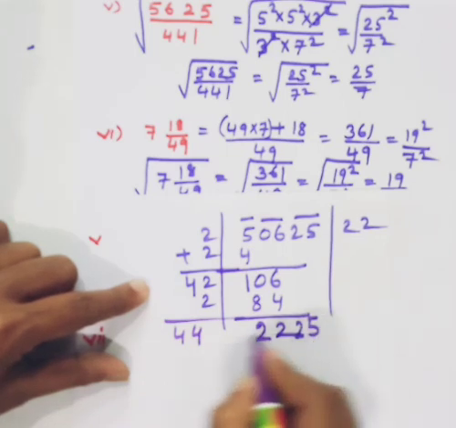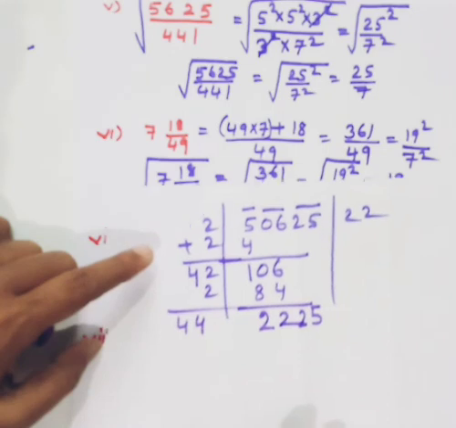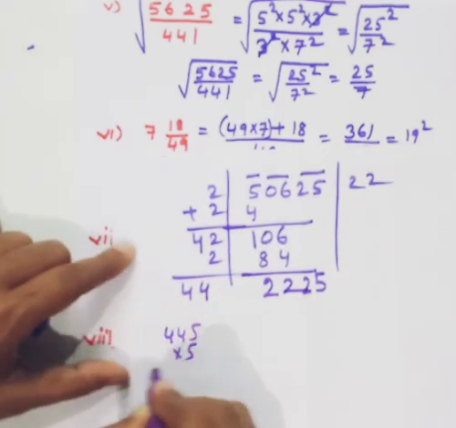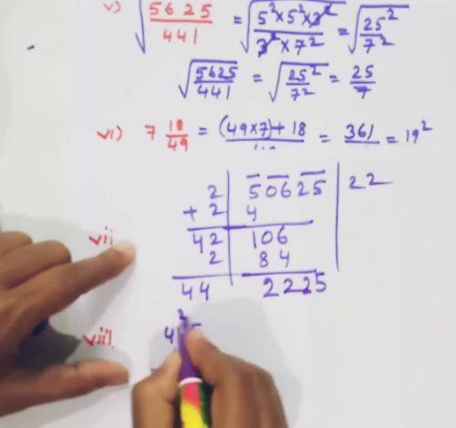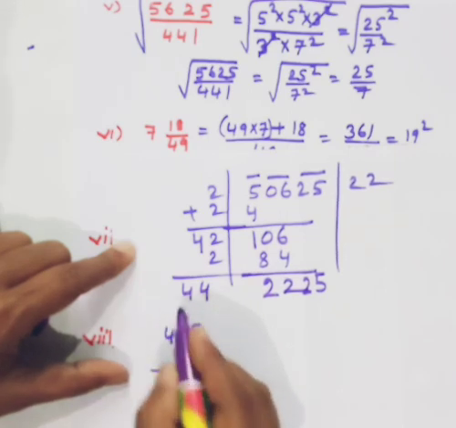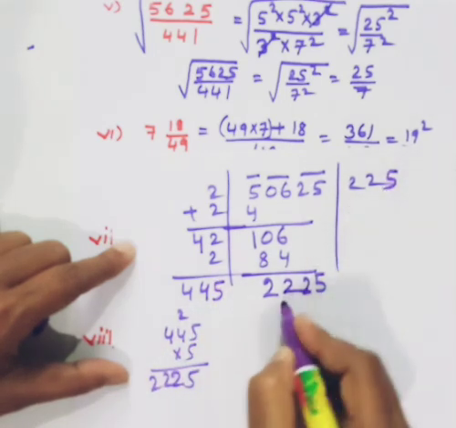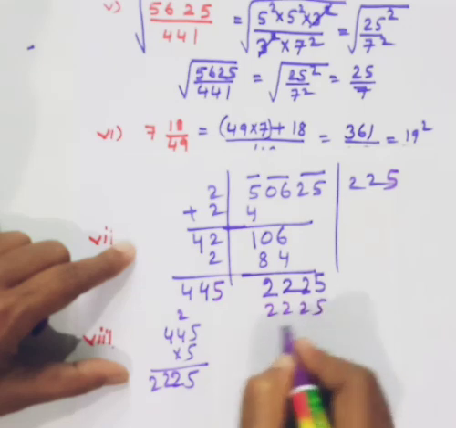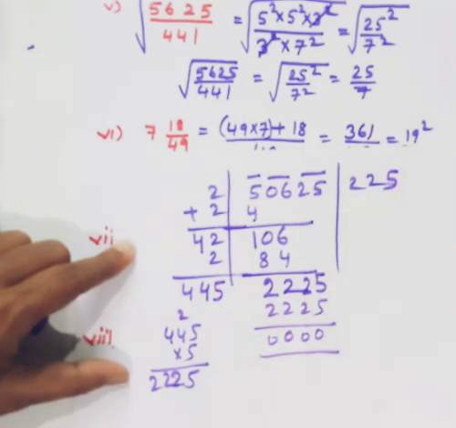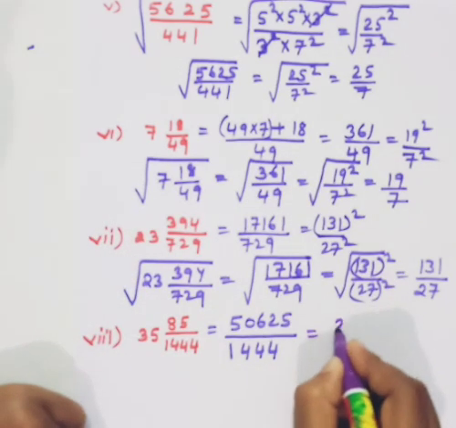Children, here you have 5. So the best option is 5 only, since here you have 5. So 44 into 5: 5 5s are 25, 5 4s are 20 plus 2 is 22. So you are getting 5 times. So this is 225 square.